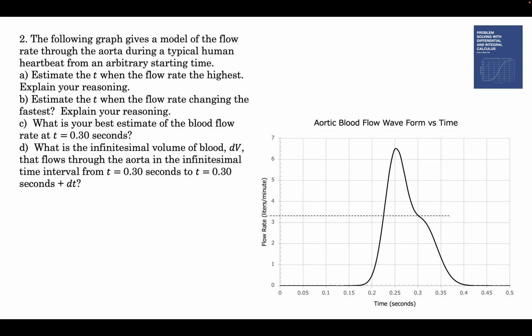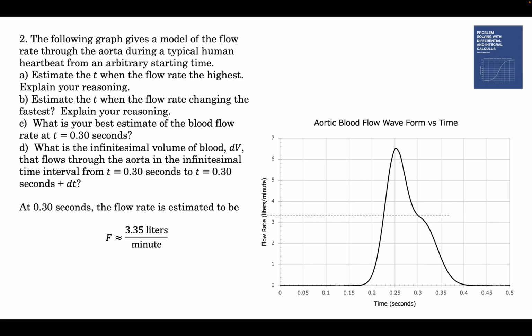So part D asks for the infinitesimal volume of blood dV that flows through the aorta in a time interval from 0.3 to 0.3 plus dt. If you haven't invested a lot of time thinking about it, pause the video and think about it. What's going on here? At 0.3 seconds, the flow rate is this. We estimated that.